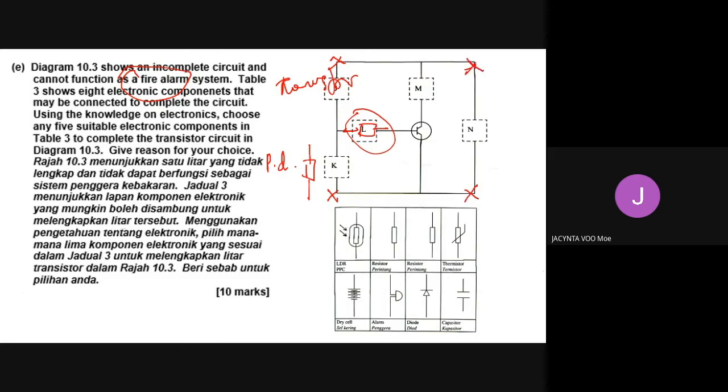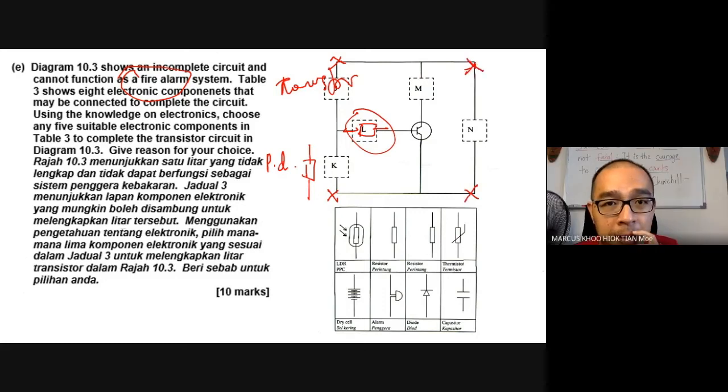Control base current. Okay, a better answer would be to control the base current, but let's take a look at the answer later. Okay, after Jacinta is Jericho. Is Jericho here? Nope. Christia.